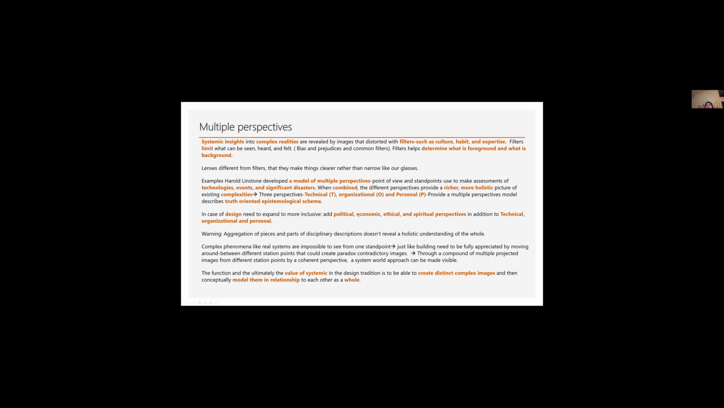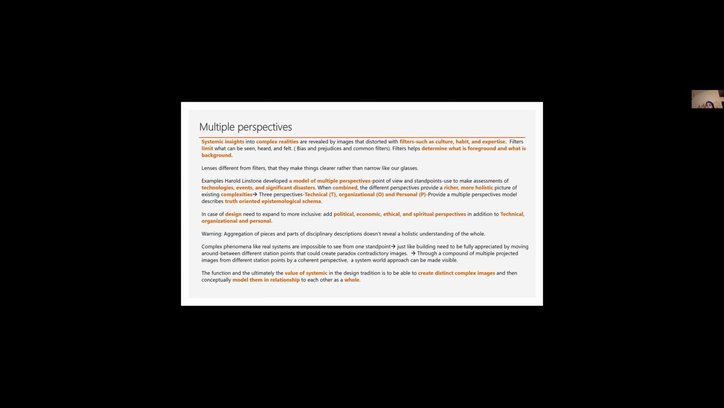Then they mention that through different lenses, studying the same event from different points of view helps us have a more holistic understanding of the event. As an example, Harold Linstone developed a model of multiple perspectives to understand, this is quite interesting, any event from technology events to significant disasters, combining these to have a richer, more holistic understanding of the world.